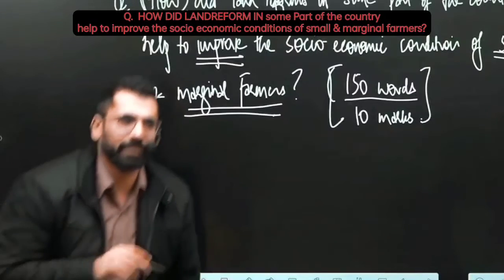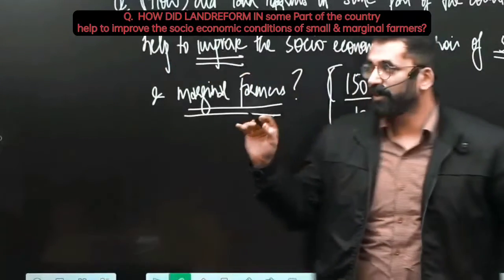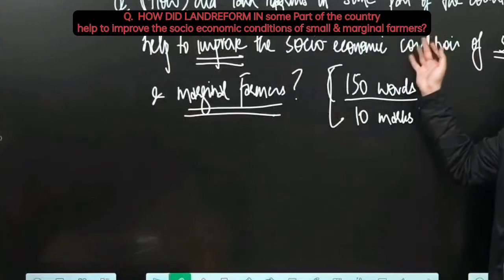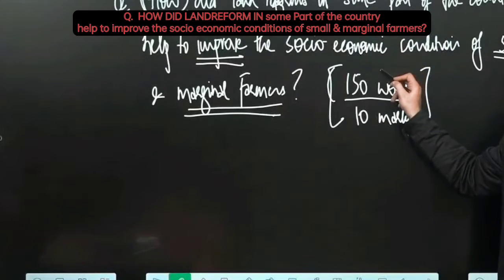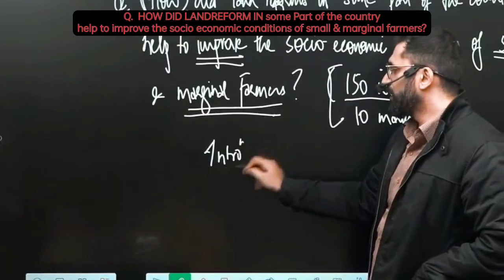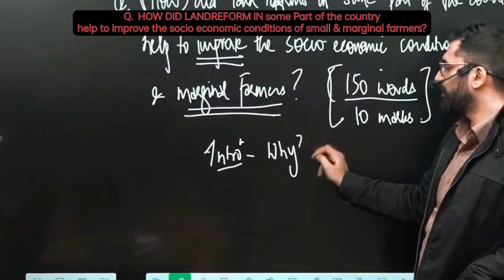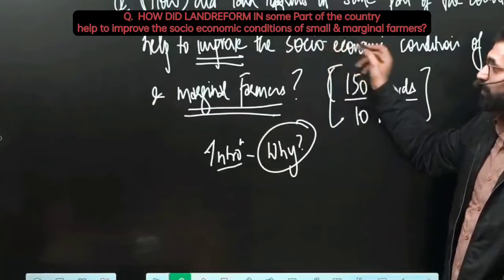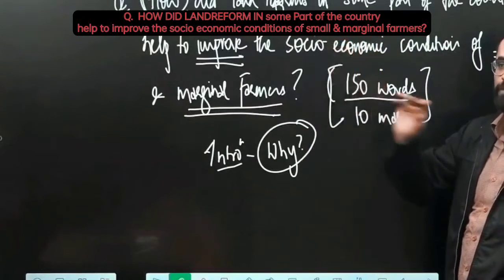West Bengal or Assam. See, the first point which the question is asking you: how land reforms help to improve. That means before land reforms the situation was not good. So in the introduction you can write the what and why. You can write why the question has been asked. That means small and marginal farmers before land reforms were in a bad situation.